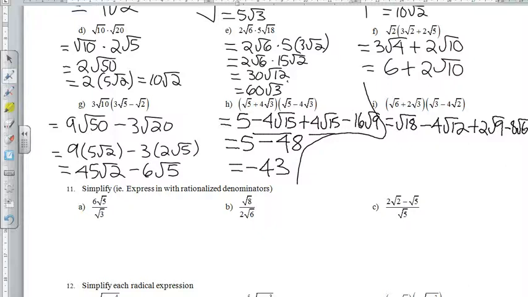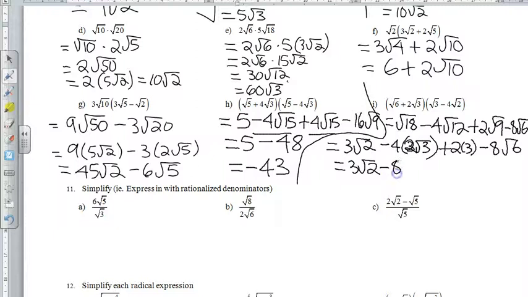So root 18 is 3 root 2. Root 12 is 2 root 3. Root 9 is 3. And root 6 is root 6. Right? No, you can't do anything with the 6. There's no perfect square that goes into 6. So we get 3 root 2 minus 8 root 3 plus 6 minus 8 root 6, and we're done.